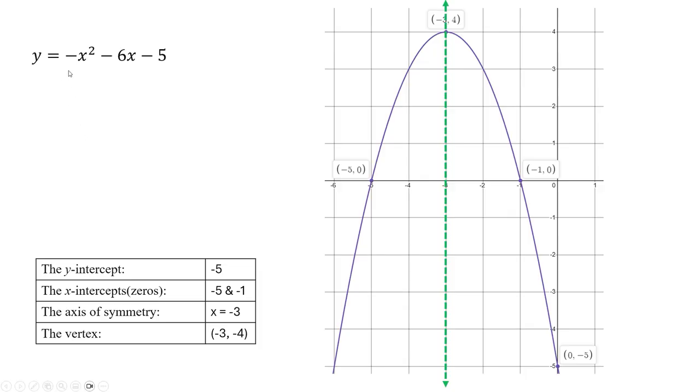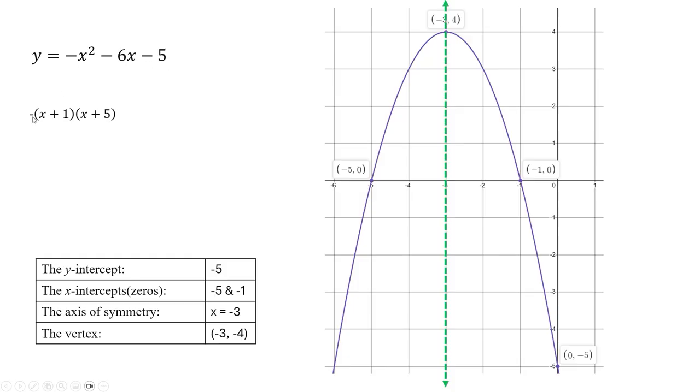y equals negative x squared minus 6x minus 5. Well, we want the y-intercept, and that's simply going to be negative 5. Now, in order to figure out the x-intercepts, we need to factor this. But this negative right here is a bit of a problem for us. So we could change this by using the greatest common factor method. The greatest common factor for all the terms in this statement is negative 1.